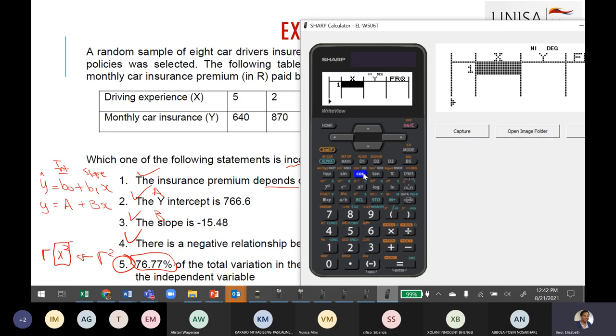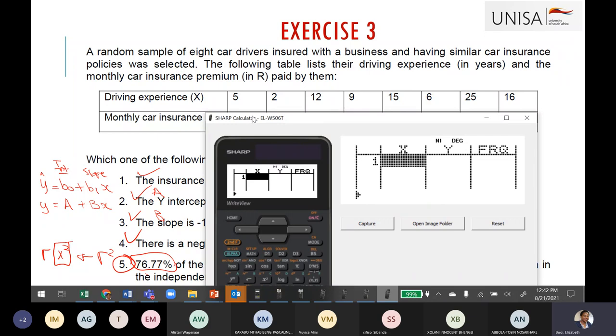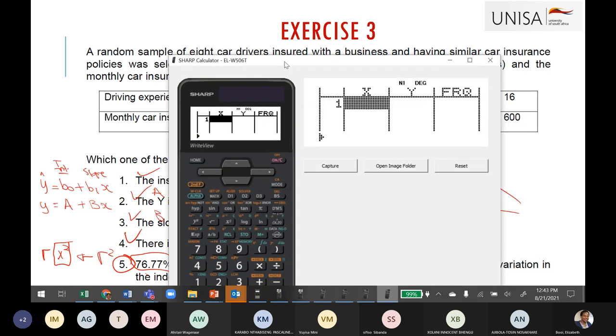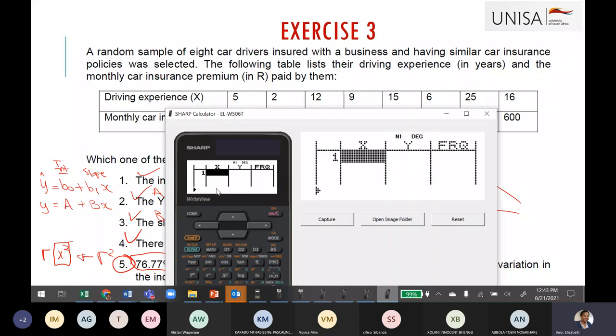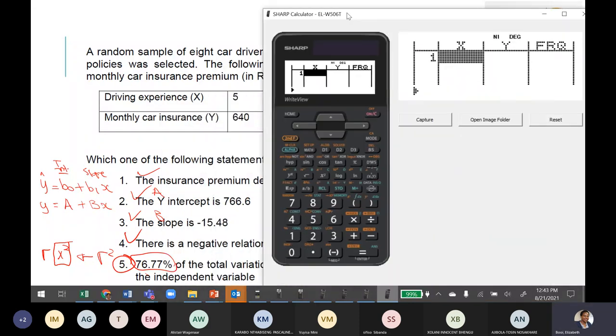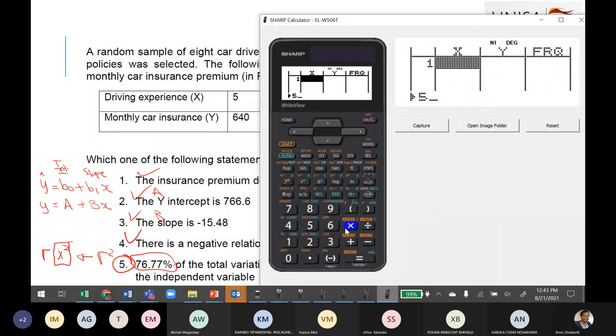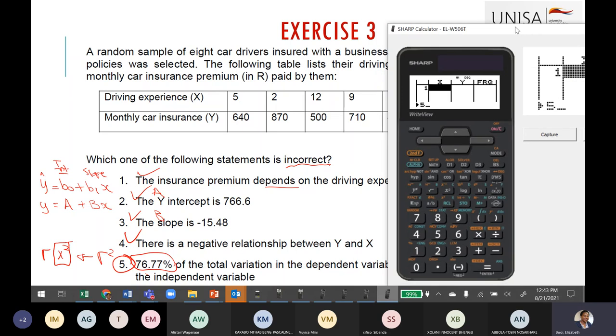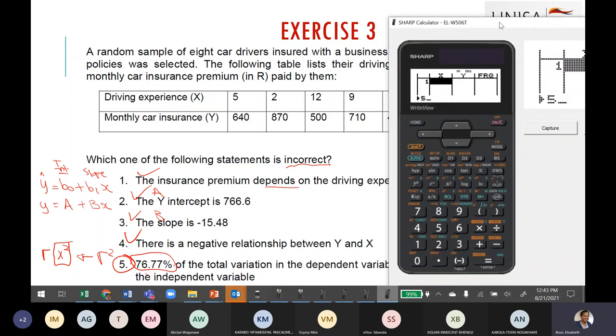Similar to what we did with the Casio, as long as there is a table, we press the equal sign to enter the data. I'm going to use my computer as an equal sign with the enter. So I'll also do the X values first. So I'll go 5. I need to be on the calculator itself. Sorry, my bad. So it's going to be a long way to go in terms of this one. Okay, I'll move it once I've done a couple of them. So it's 5 equal 2 equal 12 equal 9 equal. Now I need the others.